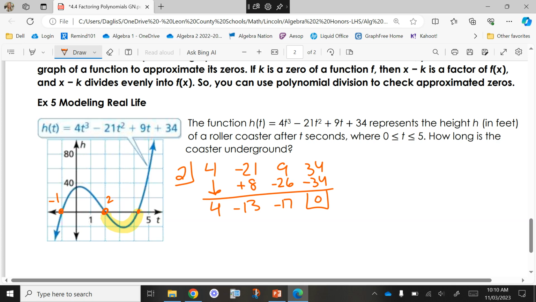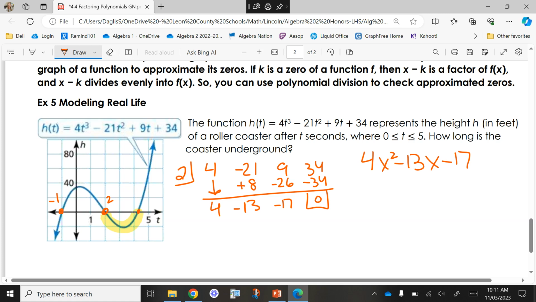Did I just prove that 2 is an x-intercept? Yes, because my remainder was 0. Okay, so that has to happen. If you did not get a remainder of 0, you messed up, or it's not an x-intercept and you picked a wrong x-intercept value. So now I have a new equation. I have 4x squared minus 13x minus 17. We brought our degree down 1. That's the point, because now we can factor this.